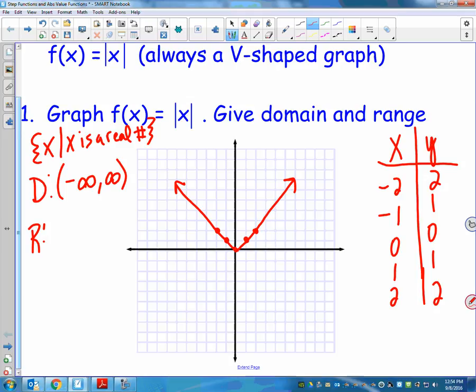Am I going to get every y value on this graph? What kind of numbers am I not ever going to get? Negative, right? This graph does not come down here where it's negative. So what is the lowest y value on this graph? 0, and then it goes to infinity. It goes up forever. So in interval notation, we're going to say 0 to infinity, including 0 or not including 0? Including 0.